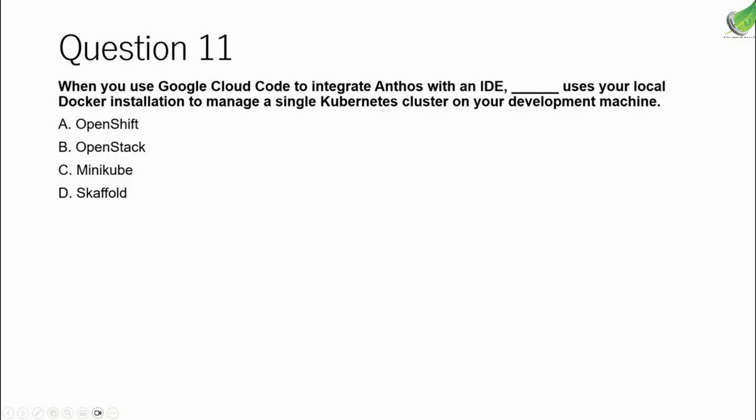Google Cloud Code for local Kubernetes development. Let's break down the input data. The main tool here is Google Cloud Code, which is an extension for IDEs. The goal is to develop for Anthos and Kubernetes right on a local developer machine. The question asks for the specific tool that uses your local Docker installation to create and manage a single Kubernetes cluster for this purpose. So, the core task is to identify the tool responsible for creating that local cluster environment.